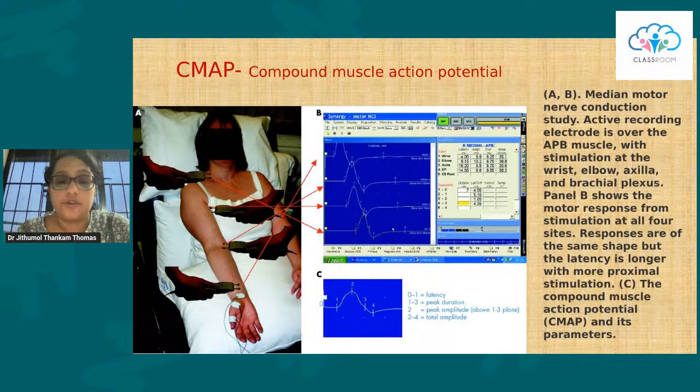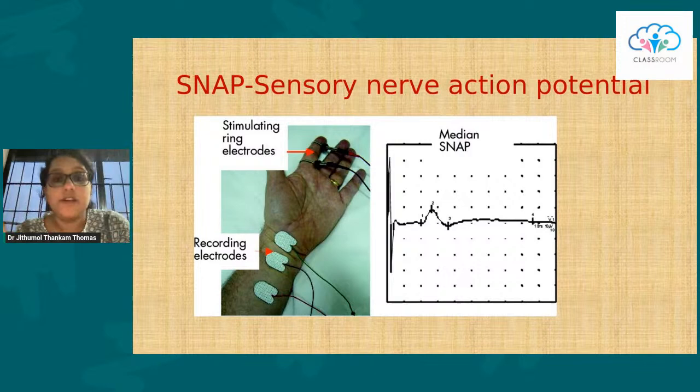And what you see on the machine is your CMAP, a compound muscle action potential. So you can see in the lower picture that you have a latency, that is the time it takes for the response to occur. Then you have a peak duration, you have a peak amplitude, and you have a total amplitude. And this is about the compound muscle action potential, CMAP. The next entity that you should be aware of is the SNAP, that is a sensory nerve action potential. That is when you have sensory nerves.